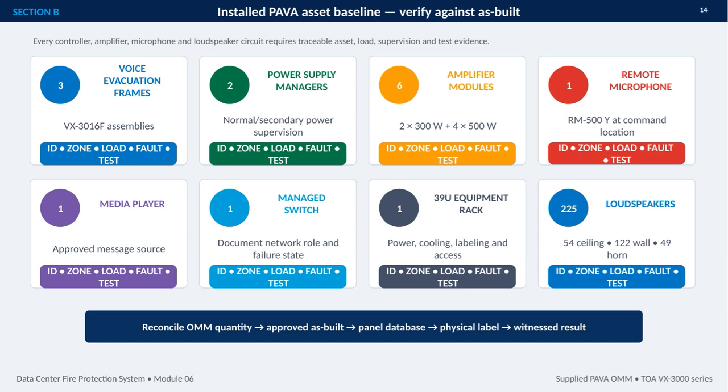These figures are not just an inventory summary. For each item, the evidence needs to be traceable through identification, zone association, load, fault supervision, and testing. The managed switch also requires its network role and failure state to be documented, while the rack needs evidence for power, cooling, labeling, and access. The reconciliation path is straightforward, but it must be completed carefully. Compare the OMM quantity with the approved as-built, the panel database, the physical labels, and finally the witness test results. The objective is a verified, auditable baseline.